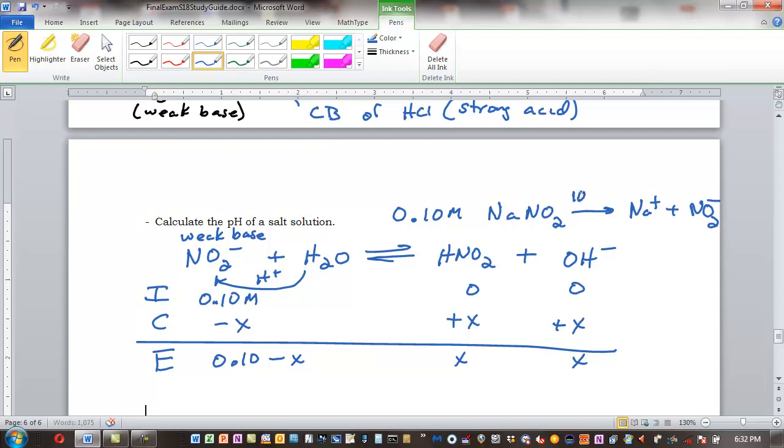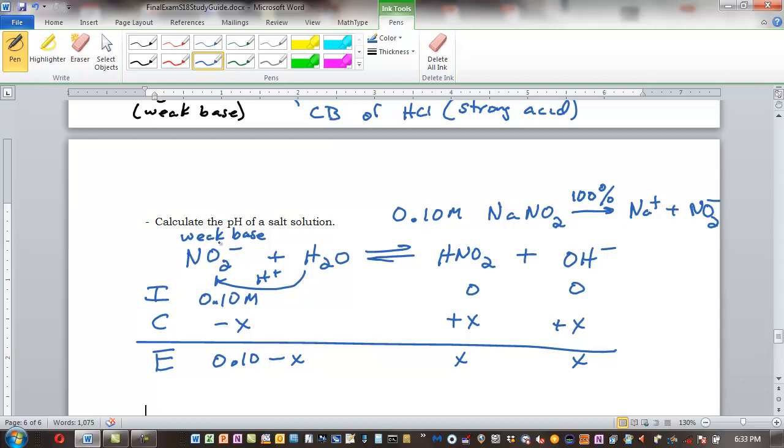Okay? 100%. So it's not NaNO2, it's actually Na plus in solution and NO2 minus in solution. So that's what it exists as. The Na plus doesn't do anything. It's just in solution, moving throughout the solution. It's just not reacting. The only thing reacting a little bit is the nitrite, NO2 minus. All right.